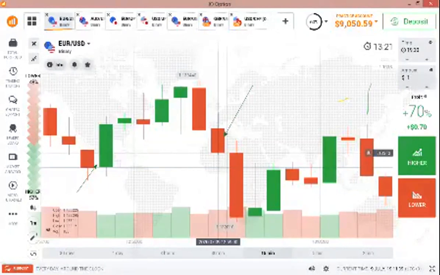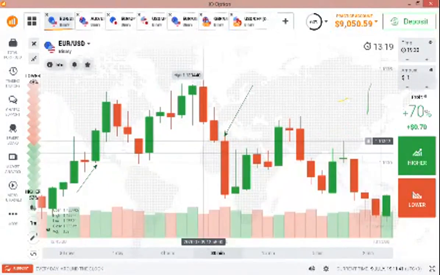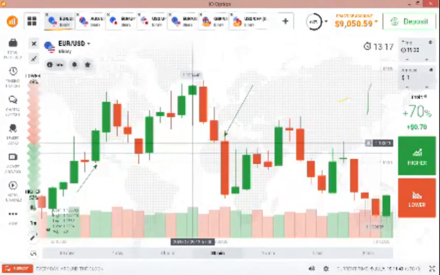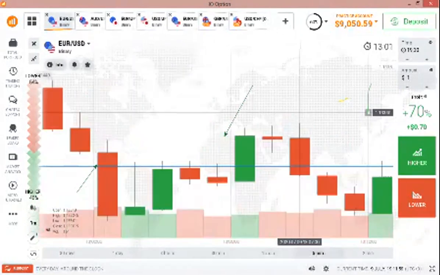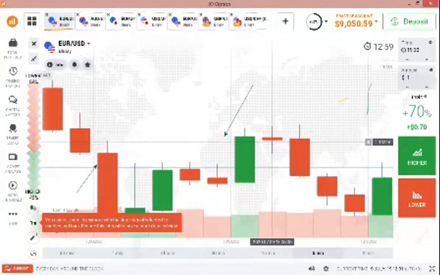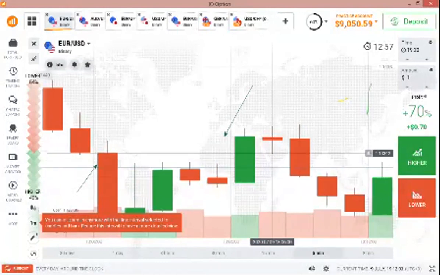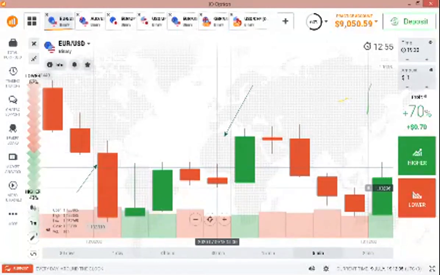Once I look at it very well, I look on the left side and see that there's no level. Next level is here. So that means I'll place my trade with lower option. So that means that candle is a continuation sign. It will continue the market. So there's no specific candle that you can say this will continue the market, this will reverse the market. You can't say something like that.